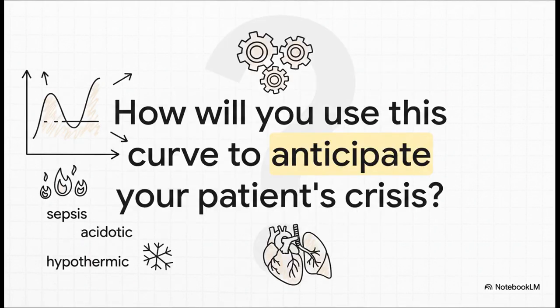So here's the real takeaway. Mastering this curve isn't just an academic exercise to pass an exam. It is a clinical tool. The next time you have a patient who is septic, acidotic, or really cold, think about their curve. Where is it? How is it affecting their oxygen delivery? And how are you going to use that knowledge to stay one step ahead and stop a crisis before it even starts?